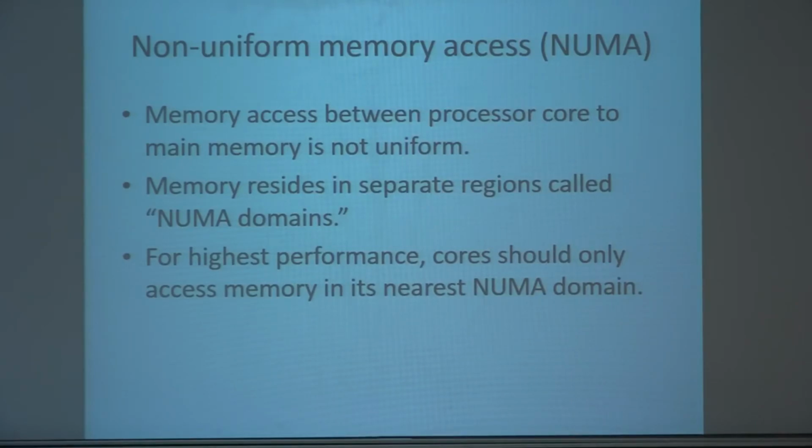It used to be all in one place, but it's not all in one place anymore. So conceptually, we just think of memory as being out there. We want to access memory. It should take the same time every time we go, right? We need memory. And for highest performance, your core should only access memory that is in the nearest NUMA domain.